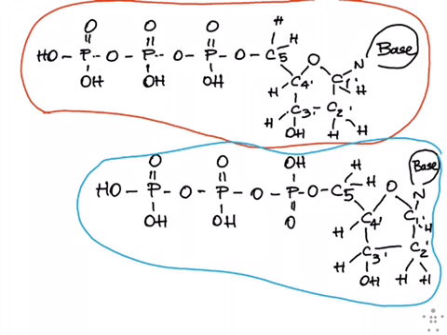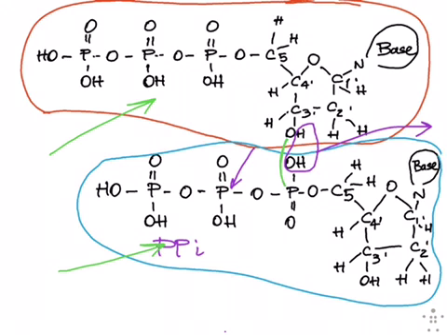I'm going to use a green color to point out one nucleotide. So this is a mononucleotide triphosphate circled in red. This is a second mononucleotide triphosphate circled in blue. Your next drawing should look something like this.